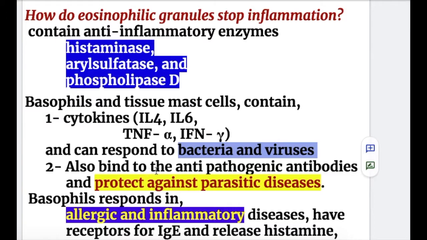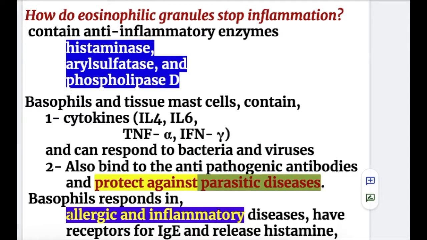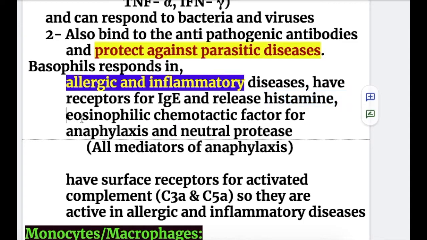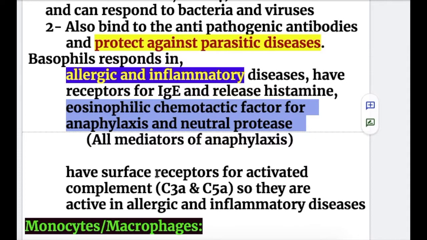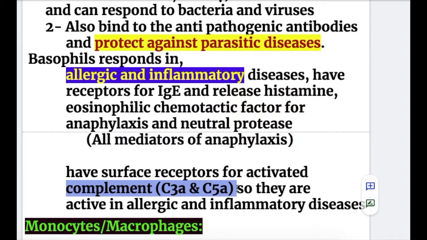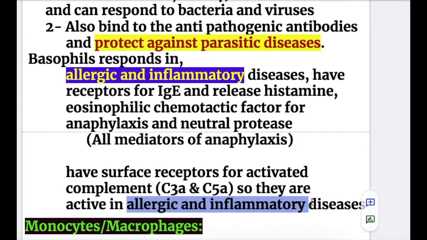They also bind to antipathogenic antibodies and protect against parasitic diseases. They also respond in allergic and inflammatory diseases. They have receptors for immunoglobulin E and release histamine, and eosinophilic chemotactic factors for anaphylaxis and neutral proteases. They have surface receptors for activated complement C3a and C5a, so they are active in allergic and inflammatory diseases also.